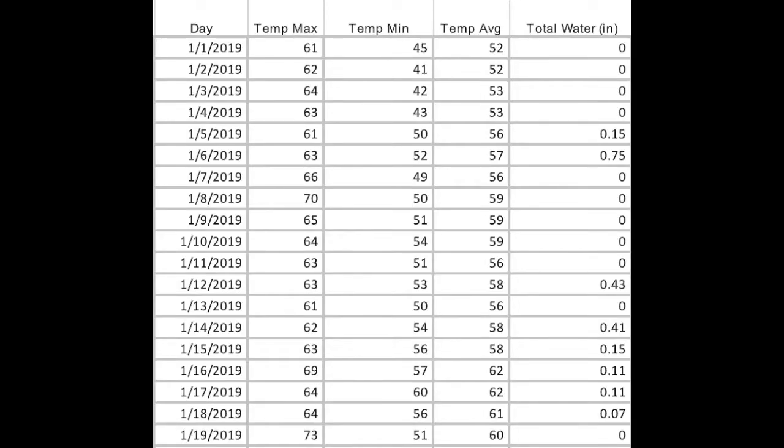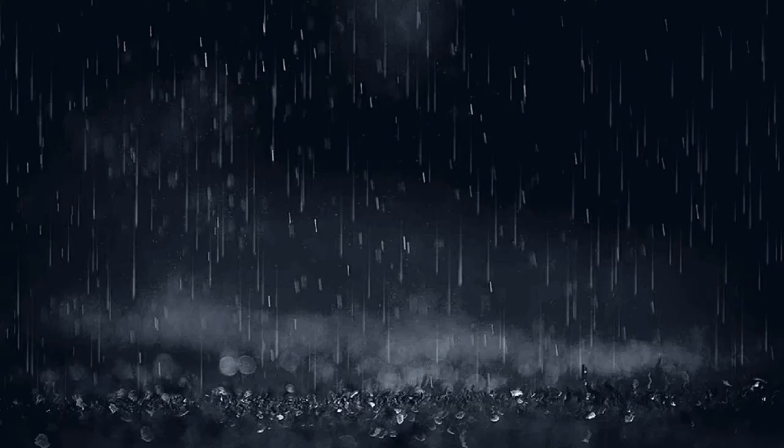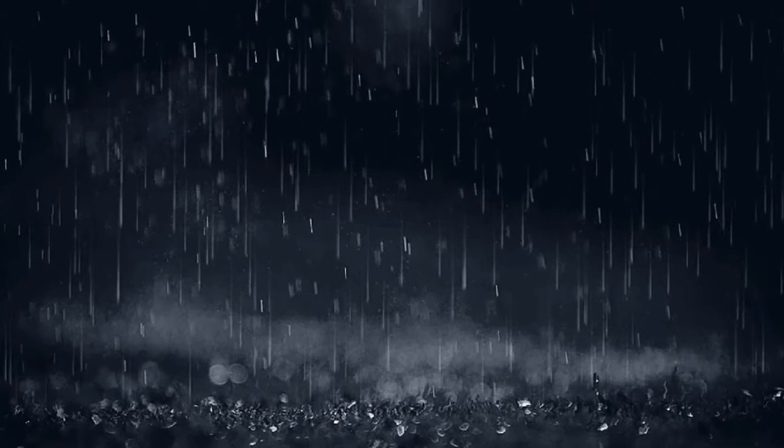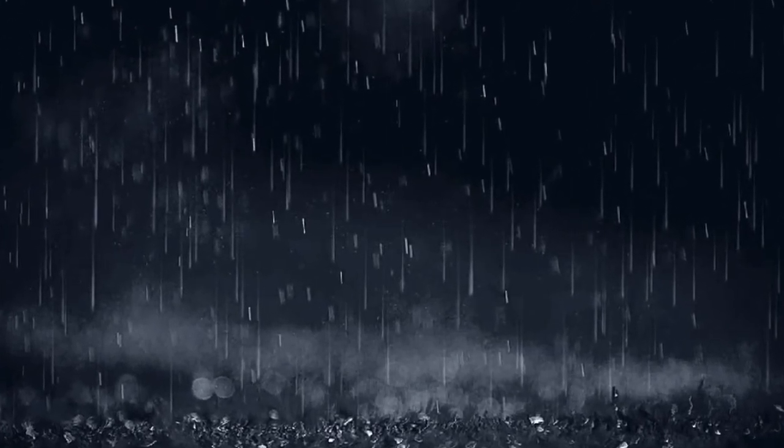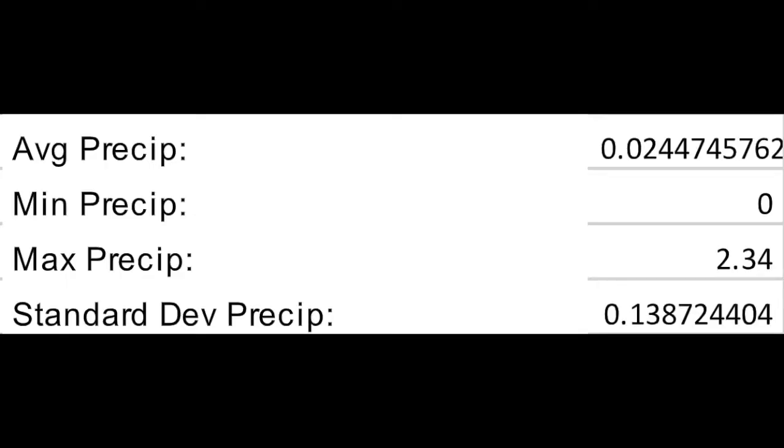We went to the National Oceanic and Atmospheric Administration website for San Diego to find precipitation data. We looked at the daily precipitation data from 2015 to 2019. The temperature maximum, minimum, and average were recorded for each entry. The set shows what the total rainfall in inches was on a certain date. We did some calculations with this data set. It was found that the average precipitation was 0.024 and the standard deviation was 0.139.